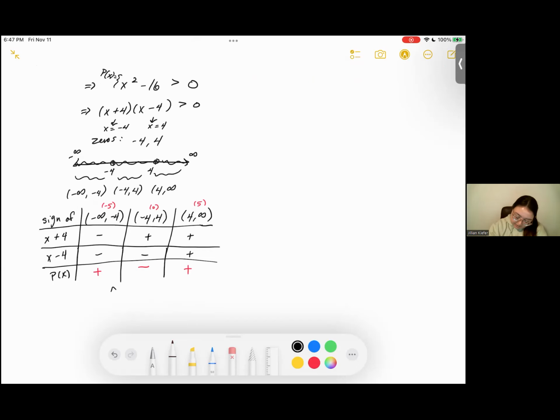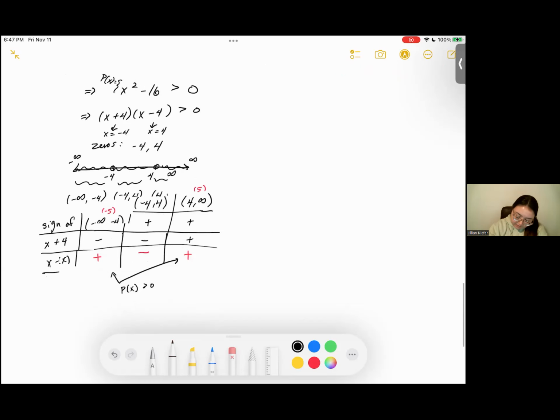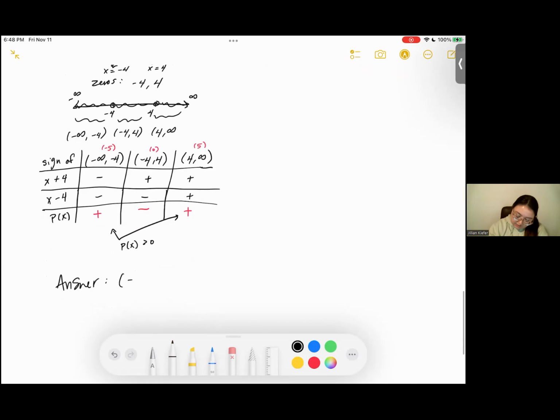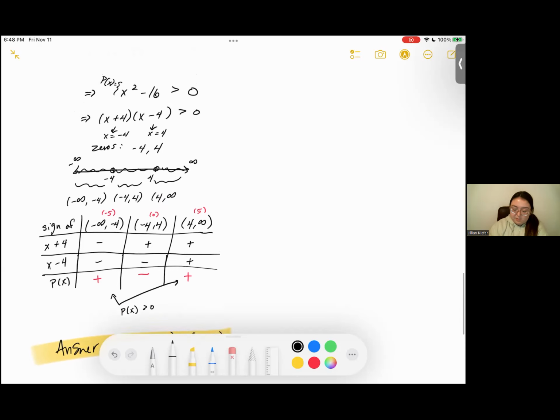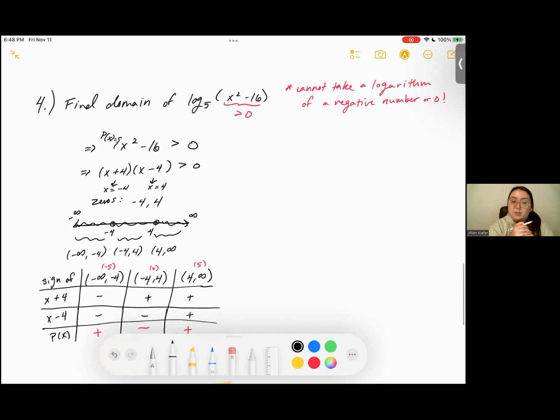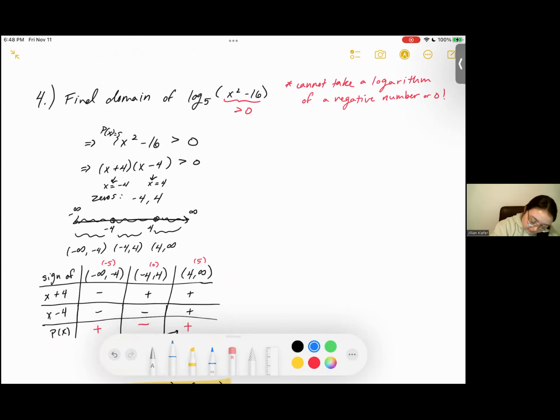So we see that p of x is going to be positive on both of these intervals, meaning that our answer is negative infinity to -4 and 4 to infinity. So I went through that a little bit fast, just to refresh a little bit on how we did polynomial inequalities, just a reminder. So that is one option that you could use. We'll say this is option 1. This is using polynomial inequalities.